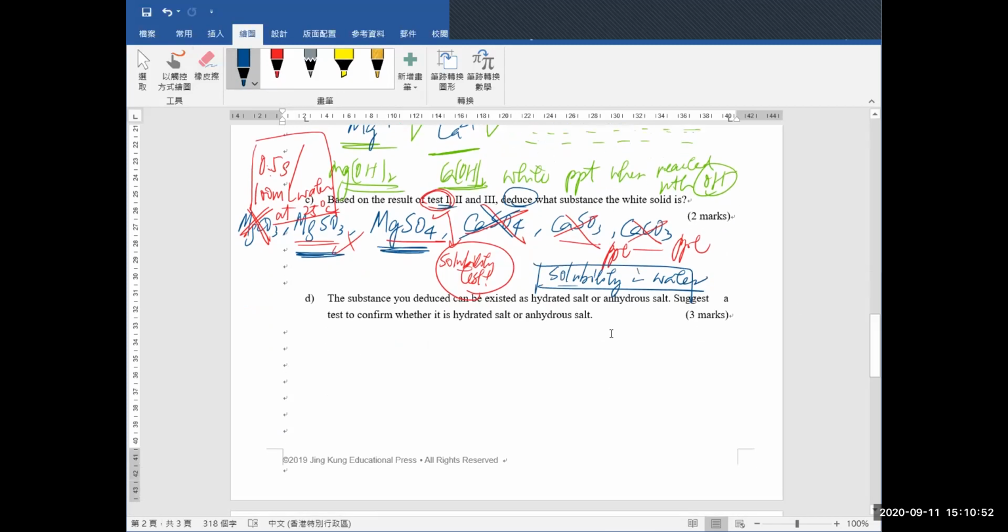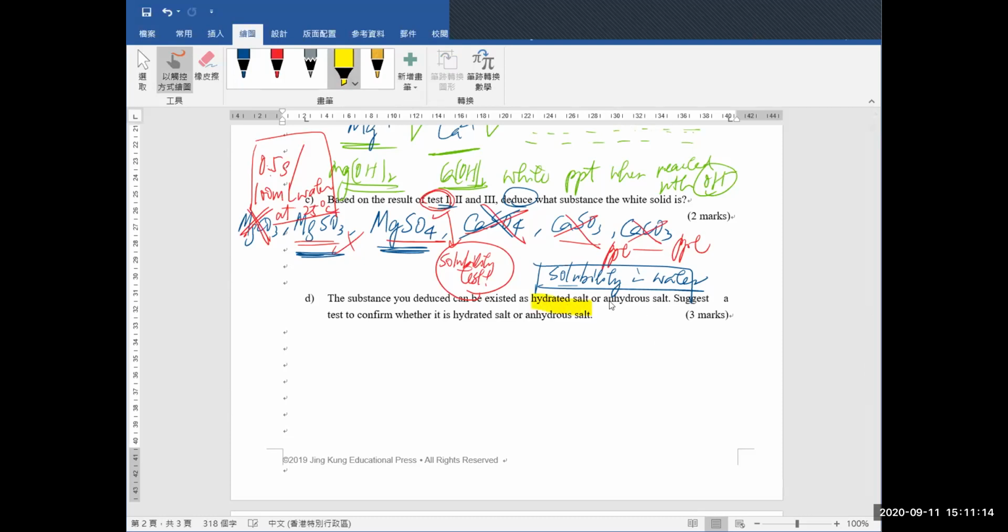The substance to deduce can exist as a hydrated salt or anhydrous salt. Suggest a test to confirm whether it is a hydrated salt or anhydrous salt. What is meant by hydrated salt or anhydrous salt? Do you know what that is?